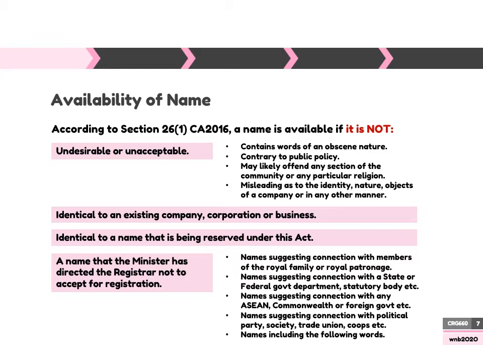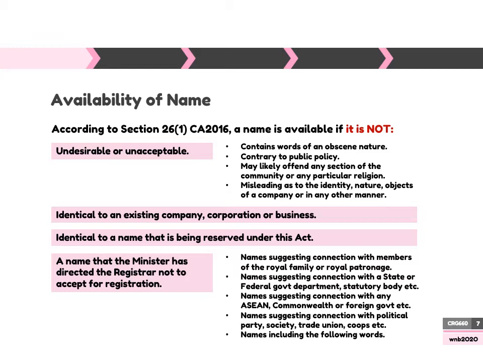Name suggesting connection with a state or federal government department, statutory body or etc. Contoh kita nak buka company, lepas tu kat belakang tu you nak letak nama federal, tiba-tiba je. Ataupun you nak letak nama kat belakang tu national. Yang tu tak nak, sebab dia macam ada like menunjukkan yang you ada connection dengan kerajaan ataupun kerajaan negeri. Yang tu pun tak nak.